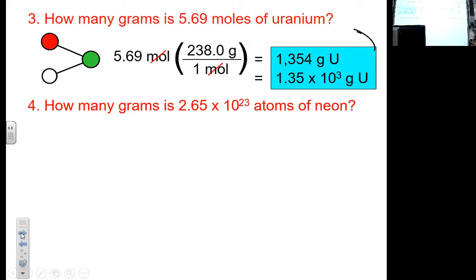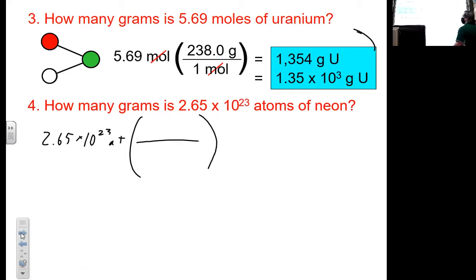All right, how many grams in that many atoms of neon? Now, here we go. We're going to write down exactly what we got. Daniel, what's going on the bottom? Always do your units first. What's going on the bottom? Grams on the one. What do I put on the bottom?